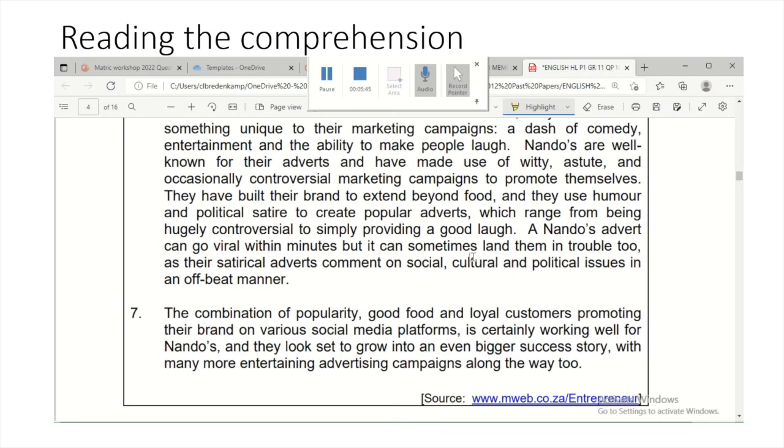The combination of popularity, good food, and loyal customers promoting their brand on various social media platforms is certainly working well for Nando's, and they look set to grow into an even bigger success story, with many more entertaining advertising campaigns along the way too.